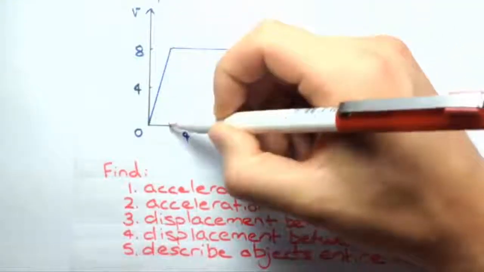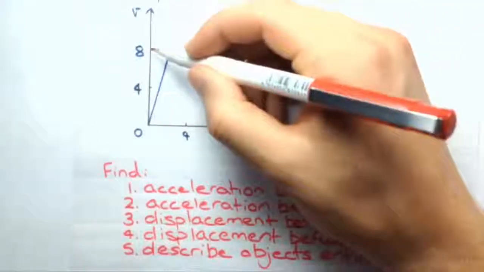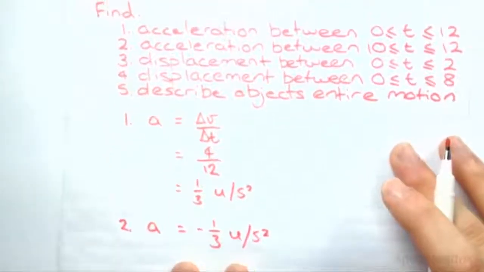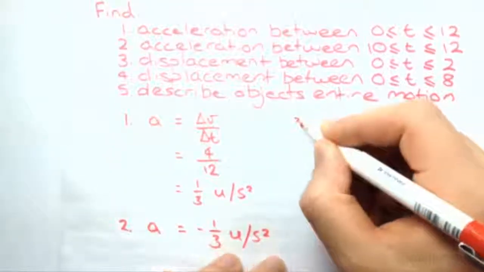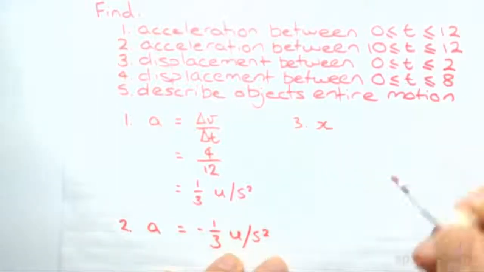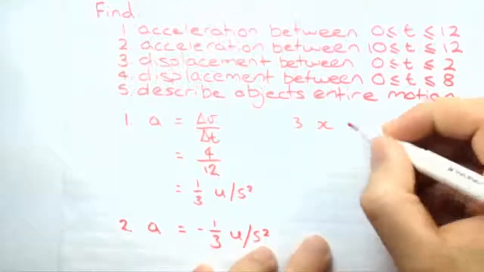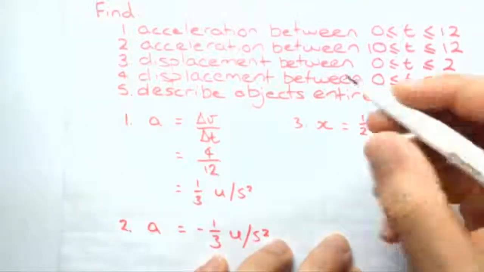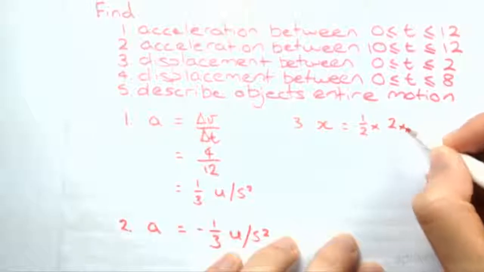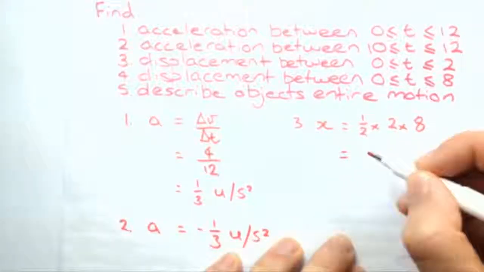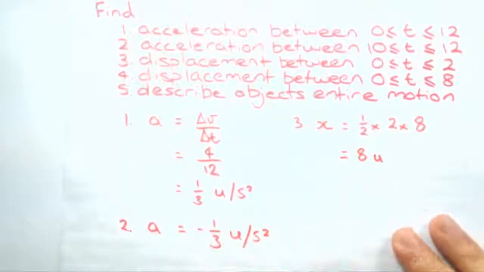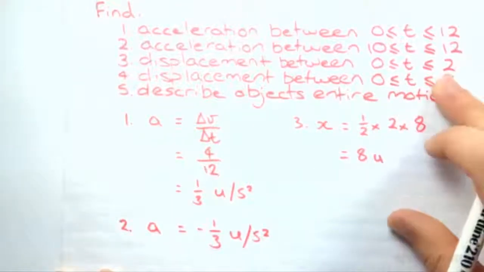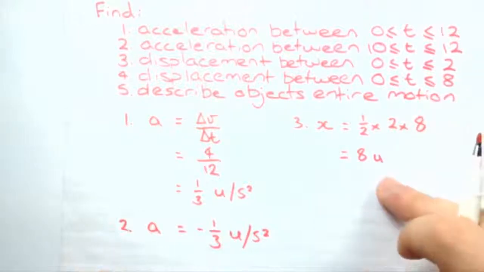So here it's a triangle of base 2 and height 8, right? So base 2 and height 8. So to find the displacement, it's just the area of that triangle. So half times base, which we said was 2, times height, which we said was 8, equals 8 units. So the displacement between 0 and 2 is 8 units.